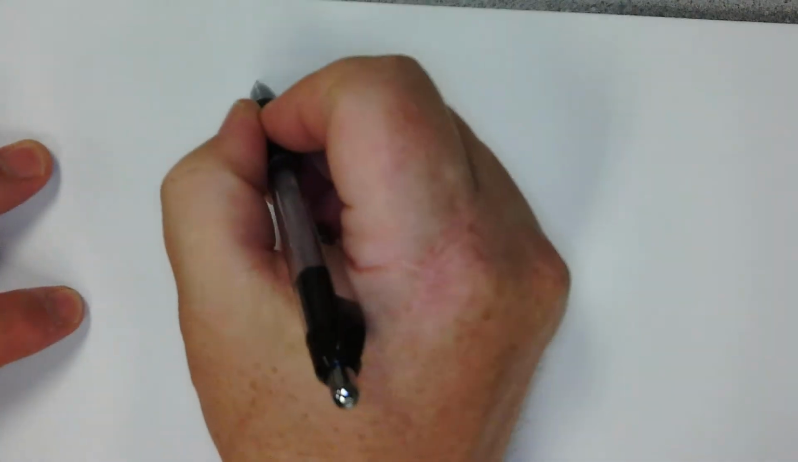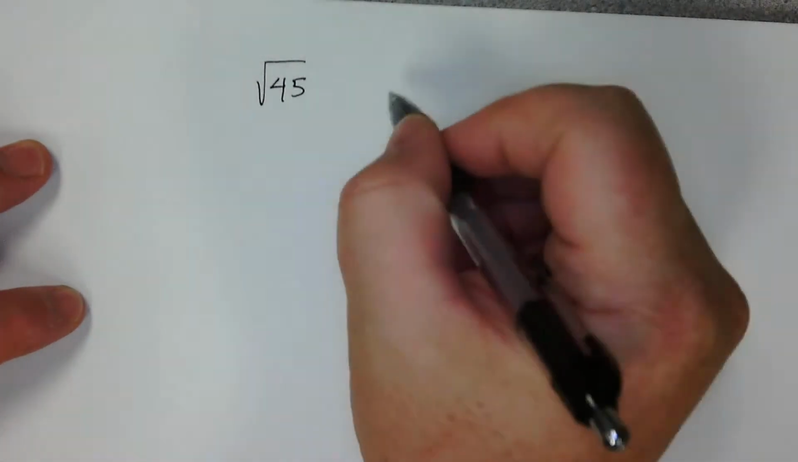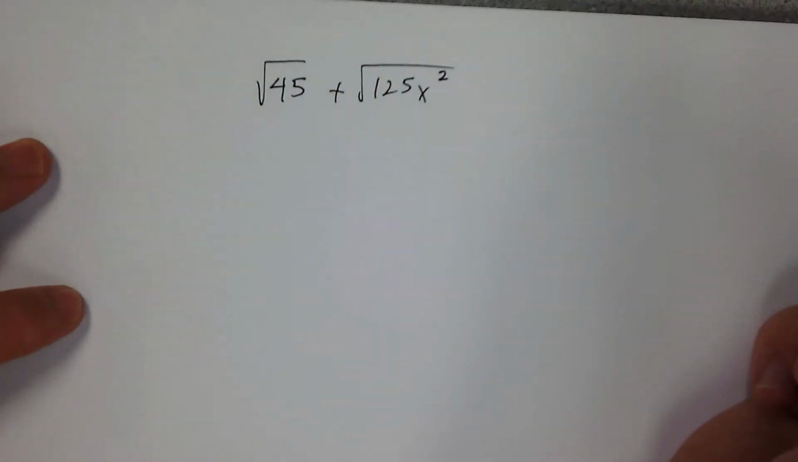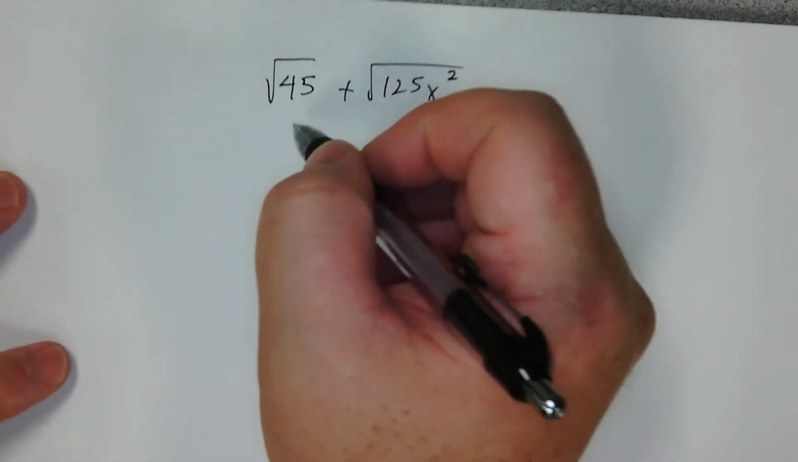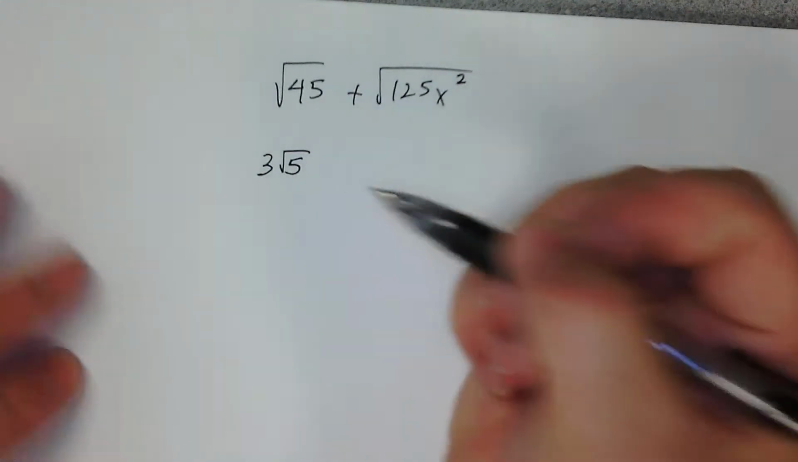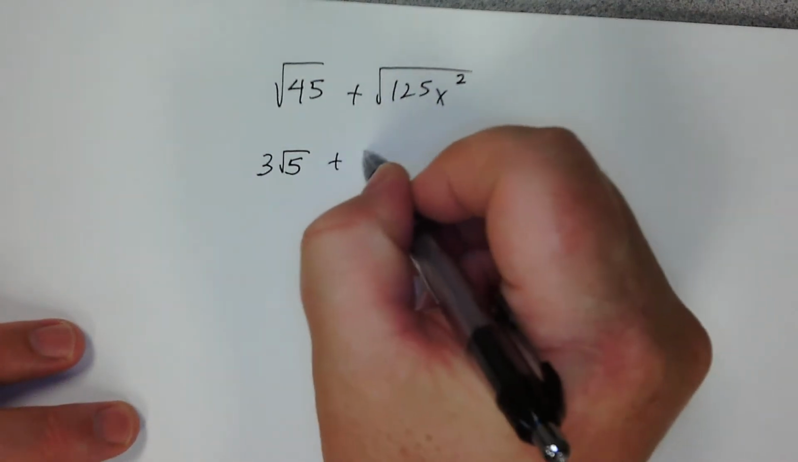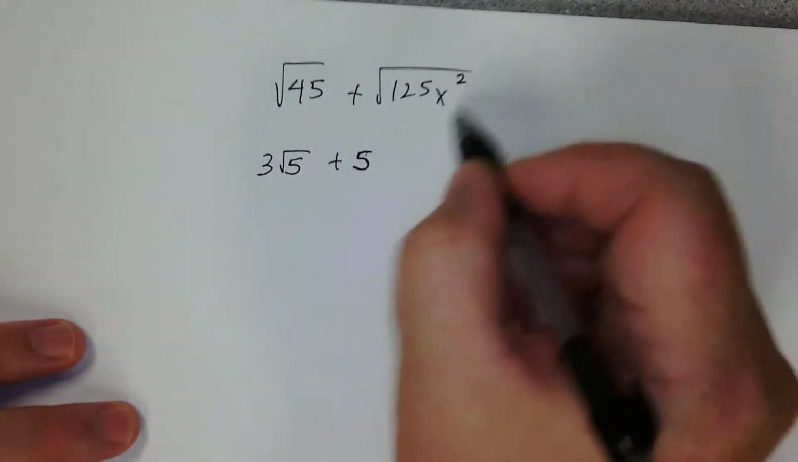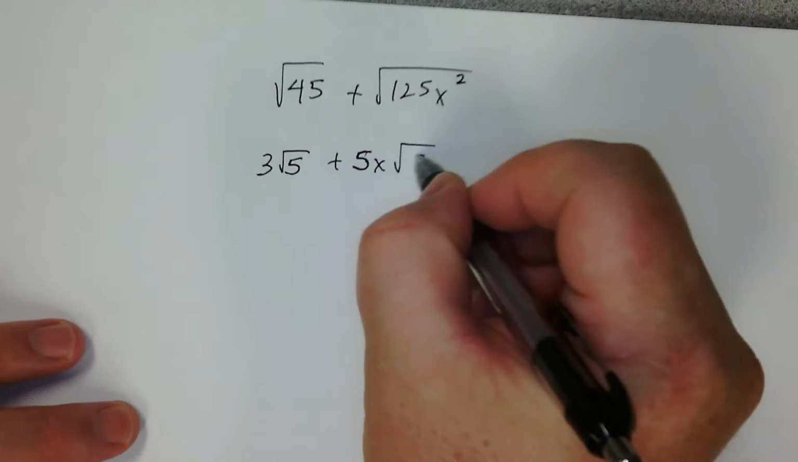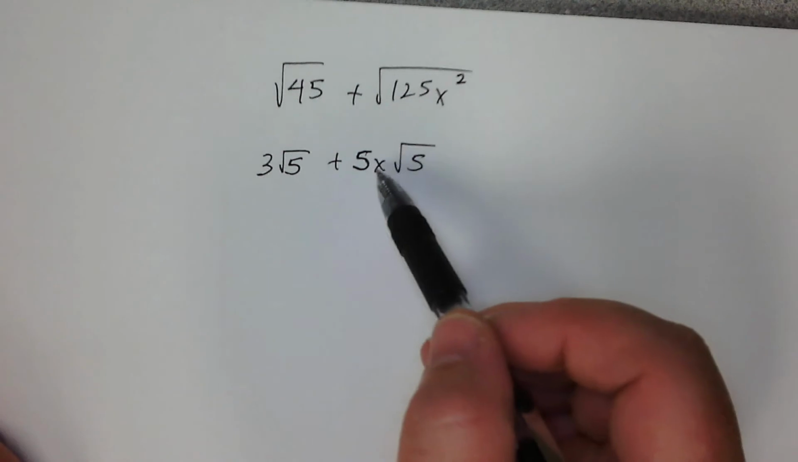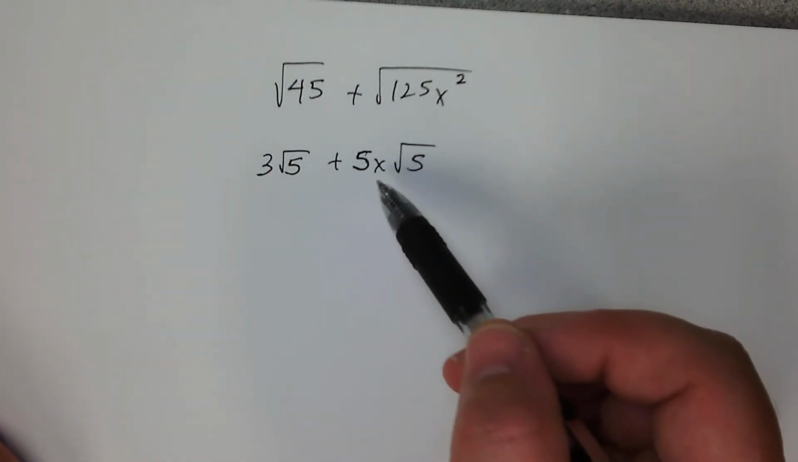Oh man, we got some addition and all kinds of stuff going on here. We got the square root of 45. Let's see here. Square root of 45 and then plus the square root of 125 x to the power of 2. All right. Well, 9 times 5 is 45, right? So square root of 9 is 3. 25 times 5 is 125, right? And the square root of x squared is x. So here, we can't actually add these. These are not like terms. If this x wasn't here, then this would be 8 times the square root of 5.